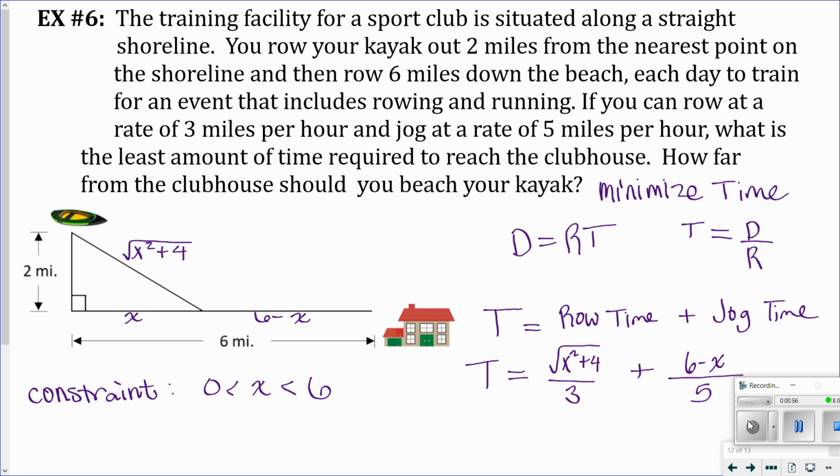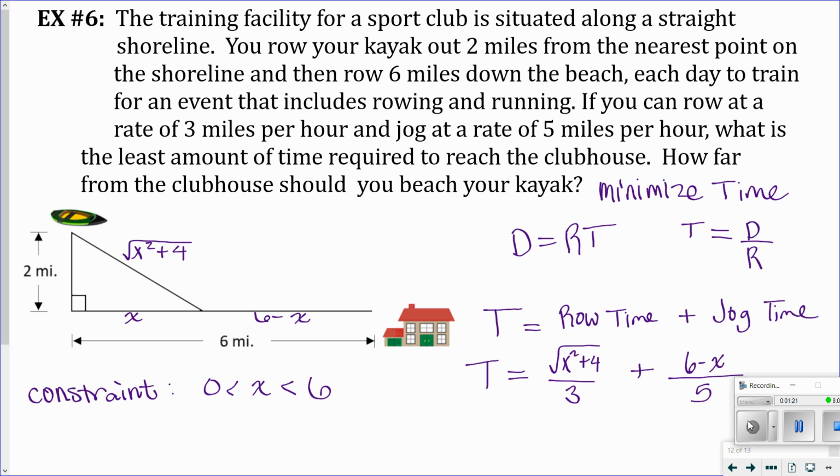So in this example that we just barely started talking about on Friday, we have this training facility and you want to get your kayak to the clubhouse. What are we trying to do here? We are trying to minimize the amount of time that it takes us to reach the clubhouse.